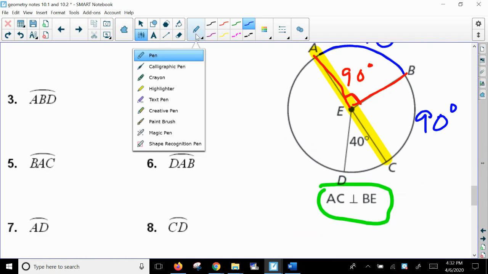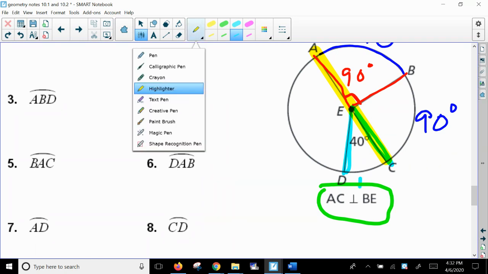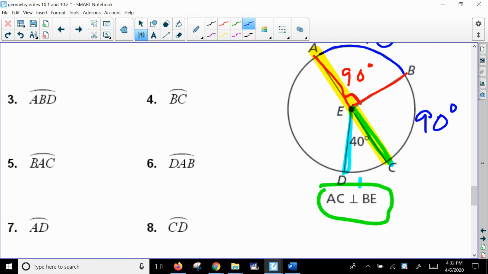Next, I have another central angle. Do you see it? Angle DEC is a central angle. Angle DEC is 40 degrees. Look inside the mouth. That little slice of the circle, DC, is also 40 degrees. I'm writing that down. 40.